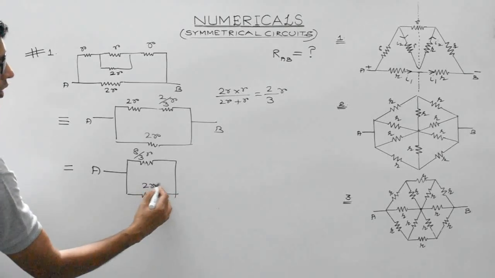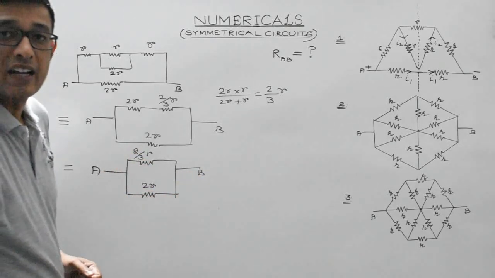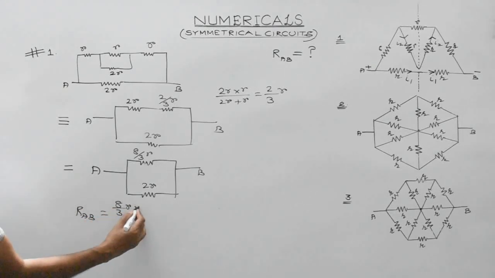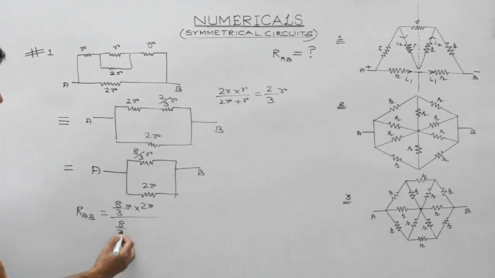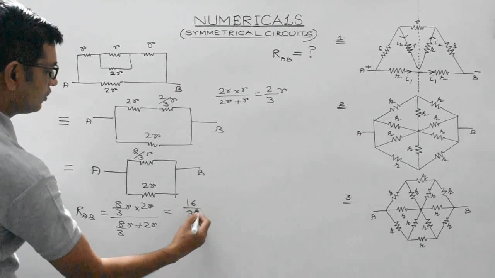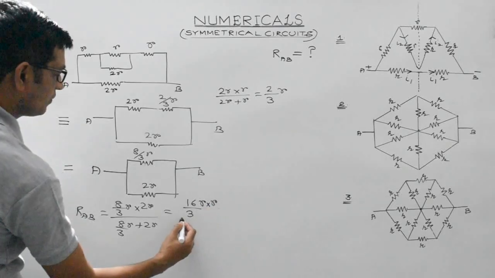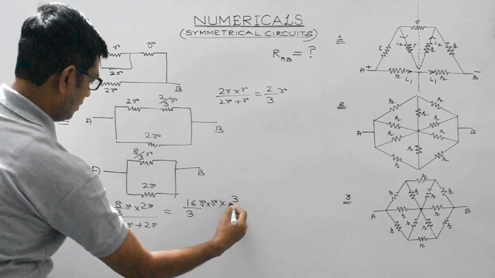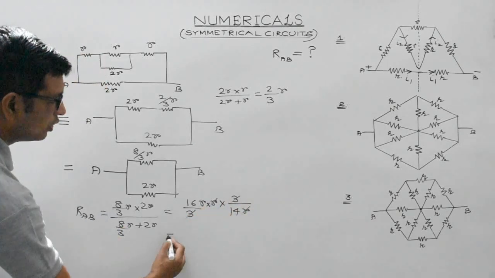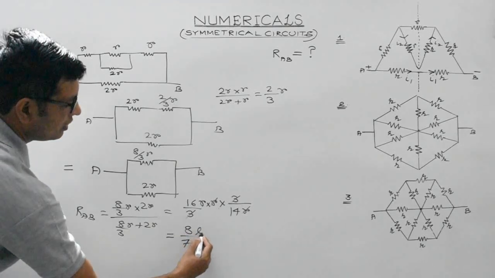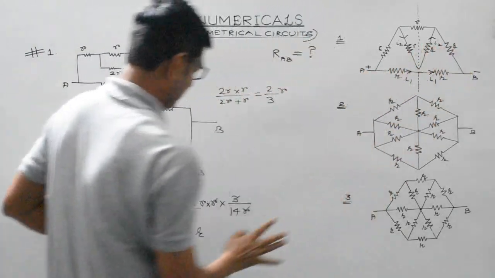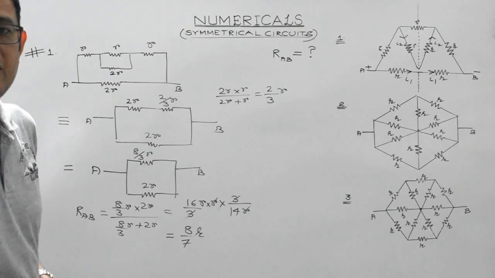And this would be 2R. Now these two are in parallel. So the effective resistance between the points A and B would be 8 by 3R multiplied by 2R divided by 8 by 3R plus 2R. So that will give us 16 by 3 into R multiplied by 3 divided by 14R. 3 gets cancelled, R gets cancelled. So what we get is 8 by 7R. So students, the effective resistance between the points A and B is 8 by 7R.